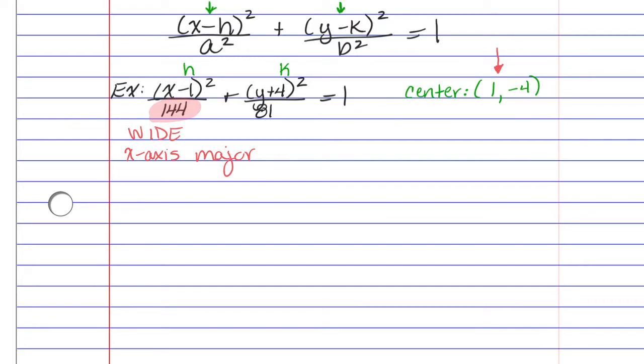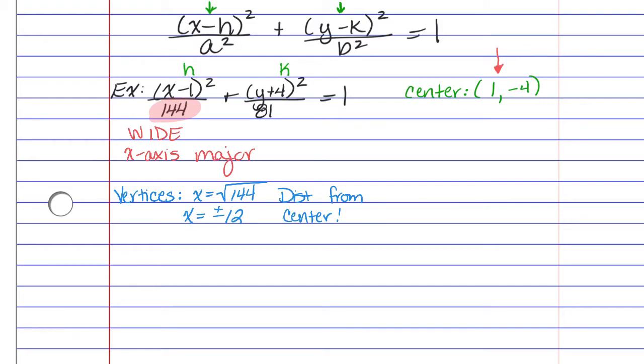So let's go in and calculate the vertices. If I look at my horizontal vertices, I'm going to be looking at the square root of my x value, so 144. So x is plus and minus 12. So this is going to be a horizontal distance, 12 units to the right and 12 units to the left from the center. So this is distance from the center.